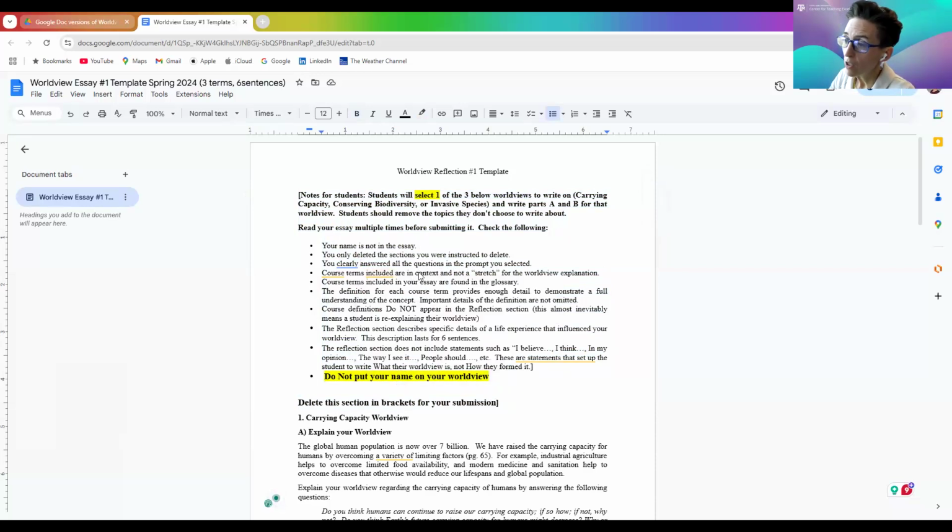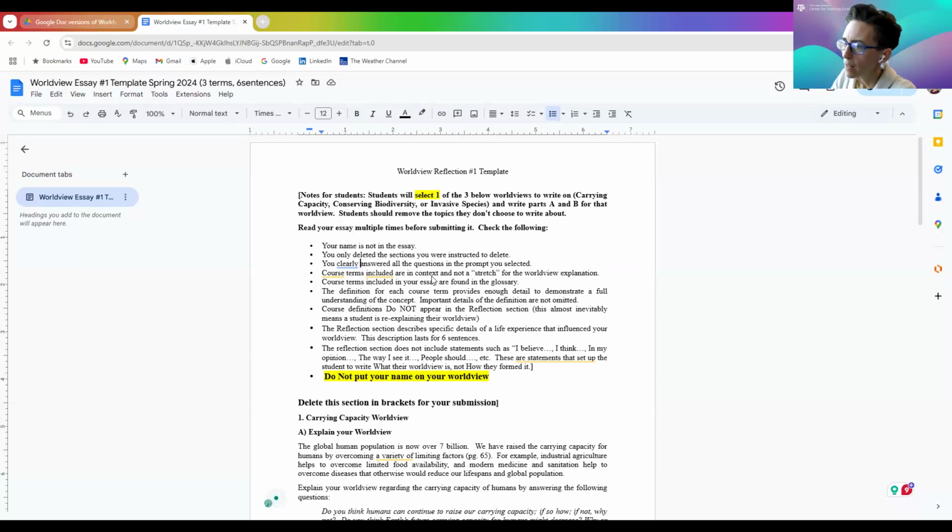Key to this is you need to include course terms and define them. And those course terms should make sense in your explanation. It should not be a massive stretch. It should not be the reader saying, why are they using that course term in that way? So make sure it doesn't seem like you just dropped a definition into your explanation just to have a definition. Don't do that because you'll lose points for that.